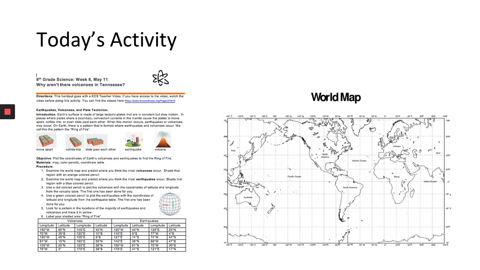Now that you have made your predictions for steps 1 and 2, let's move on to steps 3 and 4. One skill you'll need to have in order to be successful today is the ability to find locations given longitude and latitude. Down at the bottom of today's activity sheet, you can see a chart that lists coordinates for several volcanoes and for several earthquakes.